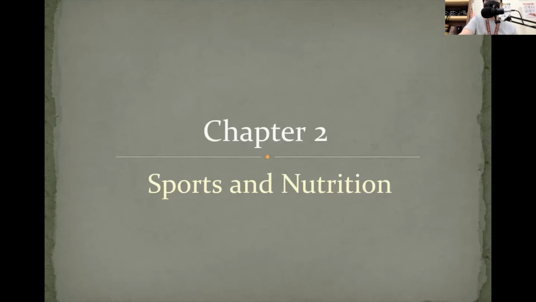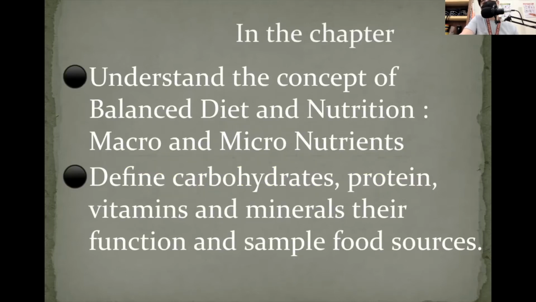Today we will be having a discussion in Chapter 2 entitled Sports and Nutrition. In this chapter, we will be able to understand the concept of balanced diet and nutrition. We will come to terms also with what macronutrients and micronutrients are. We will define carbohydrates, protein, vitamins, minerals, their function in our body, and sample food sources.